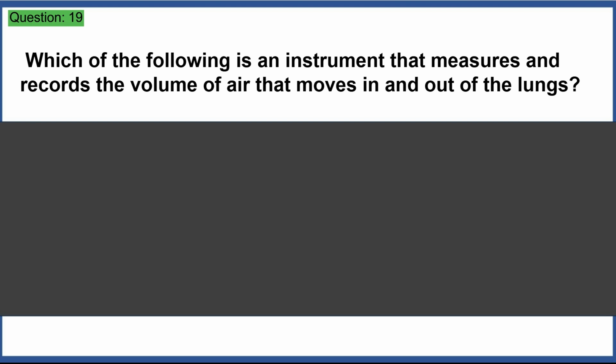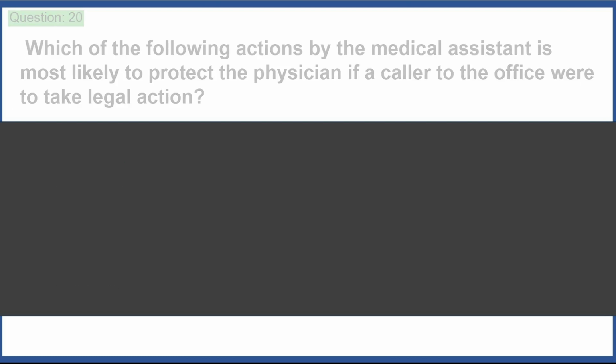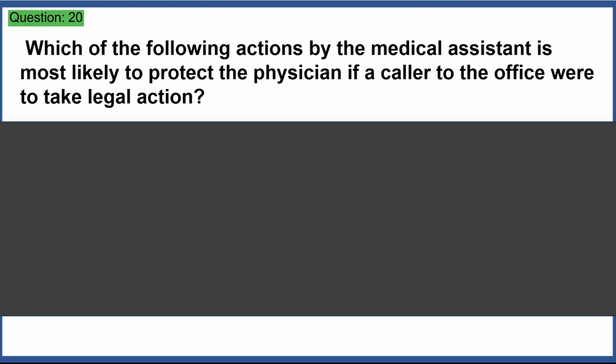Which of the following is an instrument that measures and records the volume of air that moves in and out of the lungs? A. Spirometer, B. Electrocardiogram, C. Tonometer, D. Spirogram. Answer: A. Spirometer.